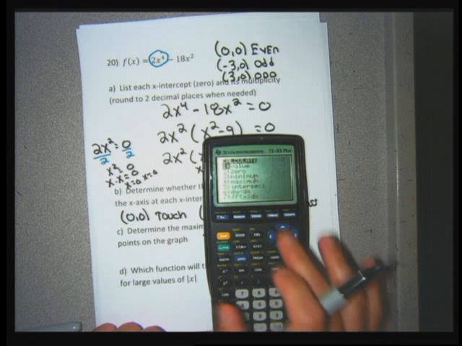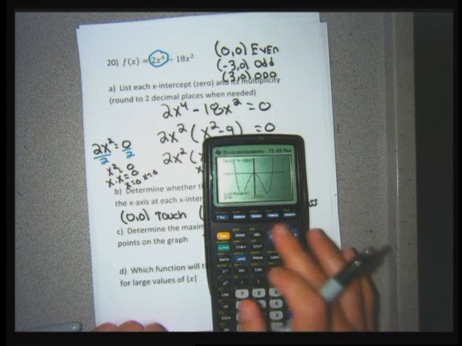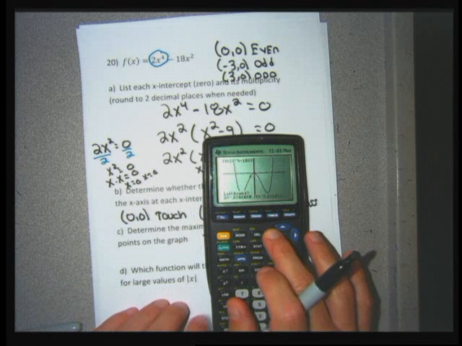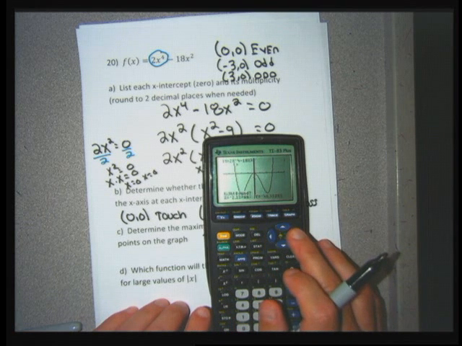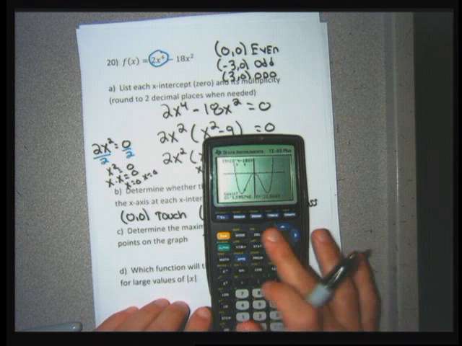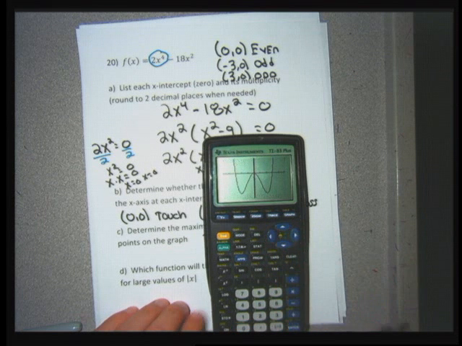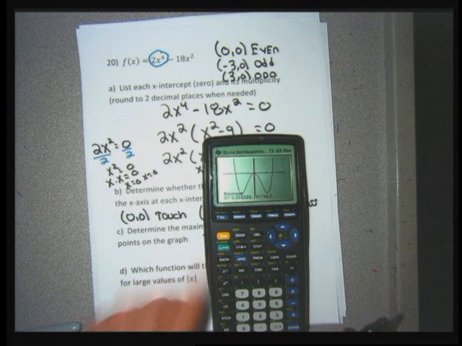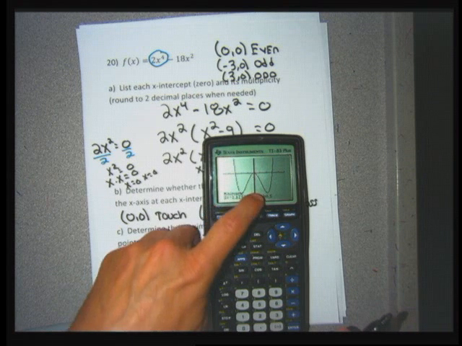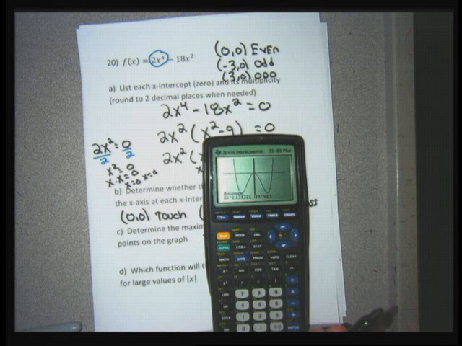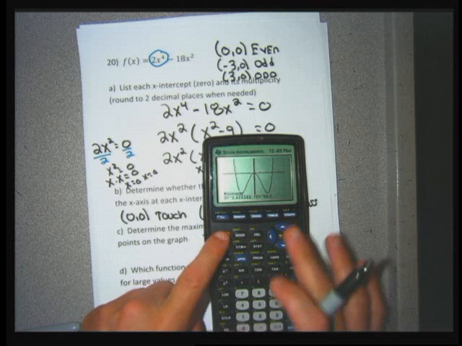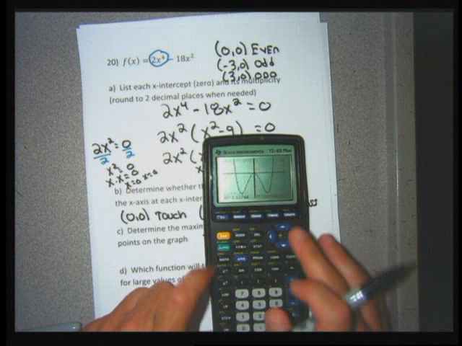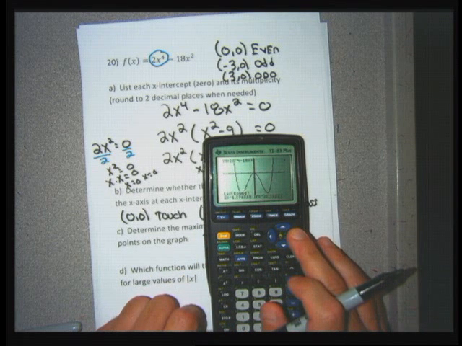I do second calc, minimum. For this one over here, the best I can do is get my cursor moving to the left of that low point and hit enter. Then go around, get my cursor to the right of that low point and enter, then enter again. That tells me that one of my points is (-2.12, -40.5). I'm going to do the other one. I'm virtually guaranteed I'm going to get (2.12, -40.5) when I do second calc minimum again and go all the way to the other low point.